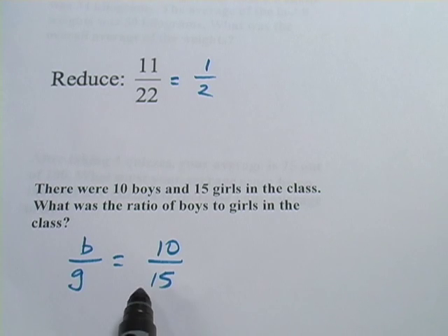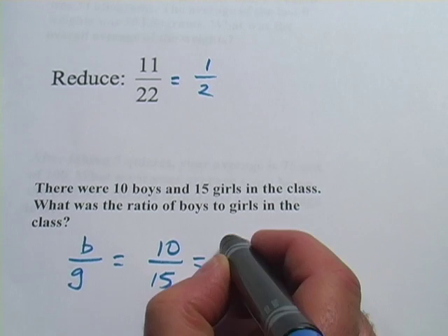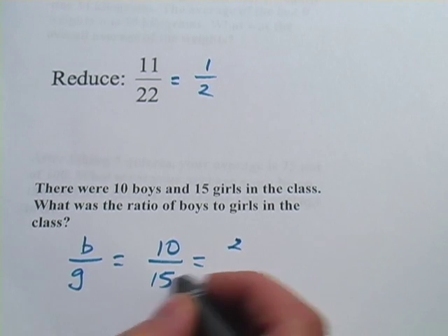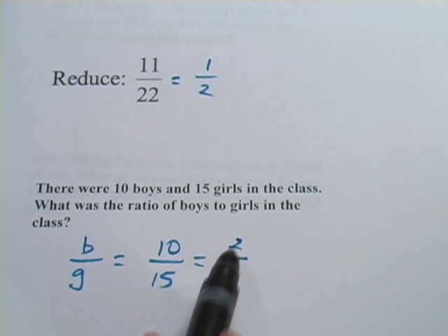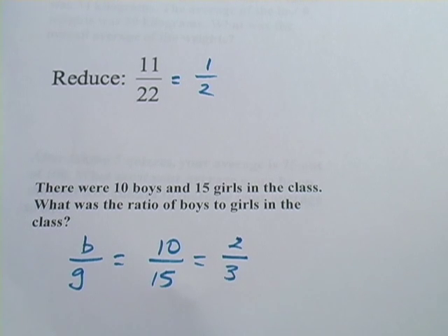I notice that both the top and the bottom are divisible by 5, so I'll try that. 10 divided by 5 is 2, and 15 divided by 5 is 3, and I get 2/3. I don't think there's anything else, any common factor in these now. So 2/3 is as simple as it can get, and that's my ratio. The ratio of boys to girls is 2 to 3. So that's a little bit about reducing fractions.